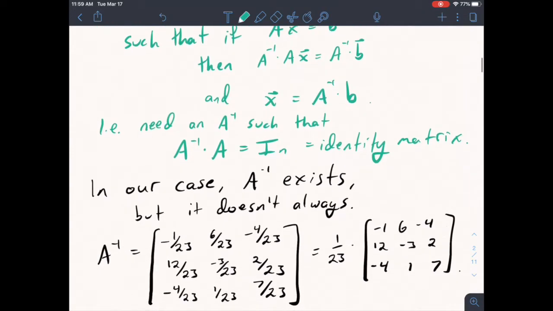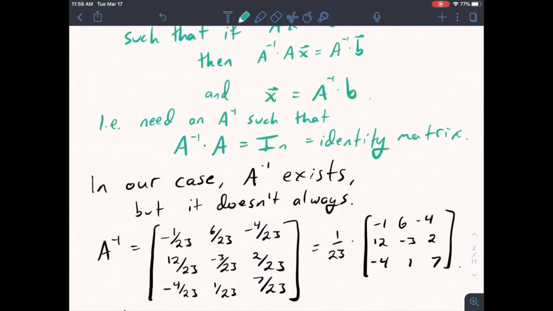All right, so A inverse exists in our case, and I'm just going to tell you what it is and tell you later how we can find it. But just know that in general, an A inverse does not necessarily have to exist. We'll see later that the existence of A inverse just amounts to basically whether or not our matrix is singular, or if it is row equivalent to the identity matrix.